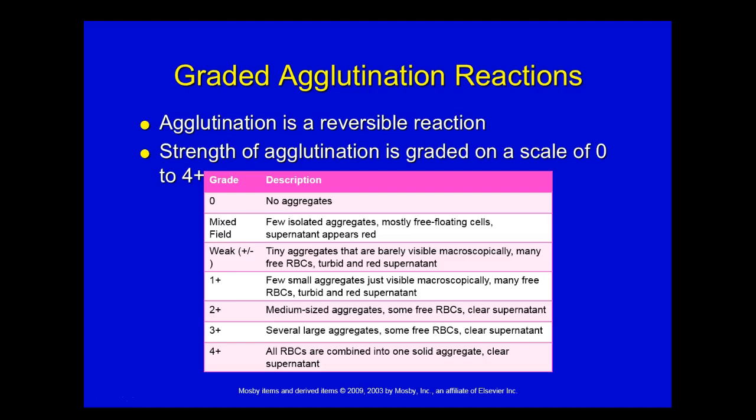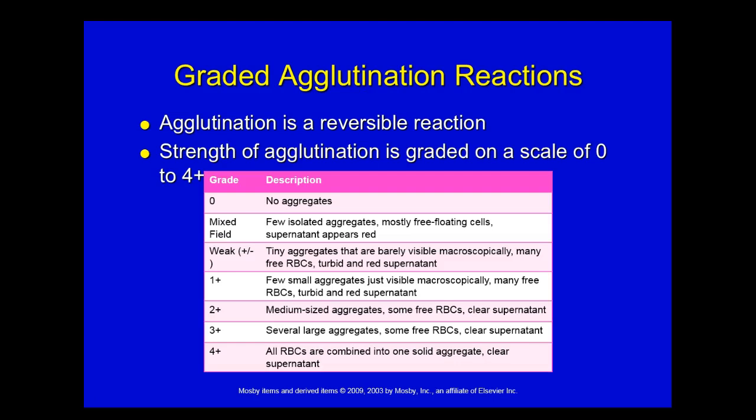When we look at agglutination in the laboratory, we have to give it a grade. So when there's no agglutination present or no clumping at all, we give it a grade of 0. That means there's no aggregates. A mixed field has few isolated aggregates, mostly free-floating cells. Your supernatant still looks red, so the sample still looks red, if we're dealing with blood cells, that is. A weak positive is where there's little tiny aggregates, barely visible, hard to see. 1+, there's a few aggregates that you can see, but there's still pretty red supernatant.